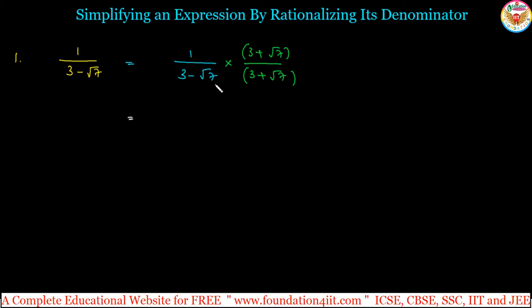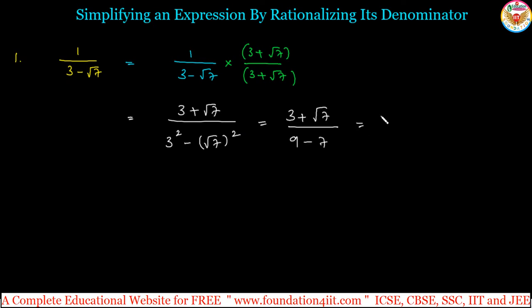Now numerator: 1 into 3 plus root 7, same 3 plus root 7, divided by, in the denominator you will find out using the a plus b into a minus b formula. Okay, a square minus b square. In the place of a it is 3, in the place of b it is root 7. Now 3 square is 9, root 7 square is 7. So 3 plus root 7 divided by 2. Same, 1 by 3 minus root 7 is exactly equal to 3 plus root 7 divided by 2. So the denominator was rationalized.